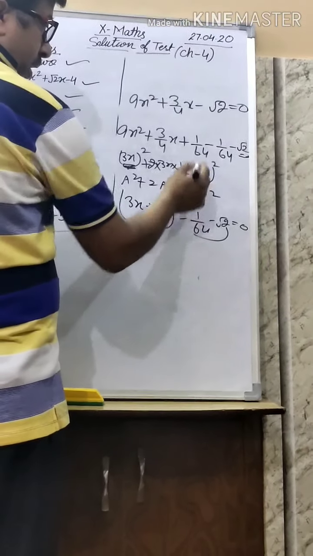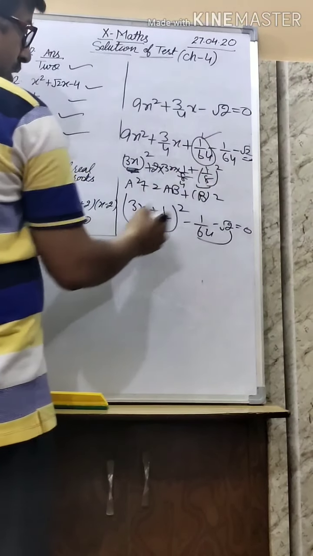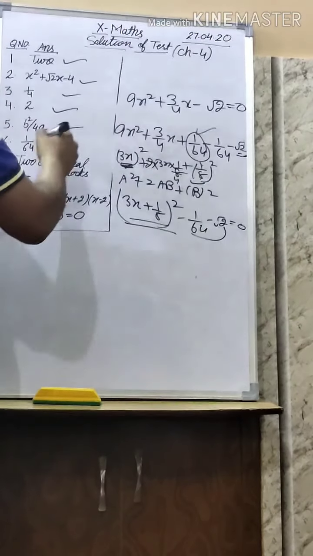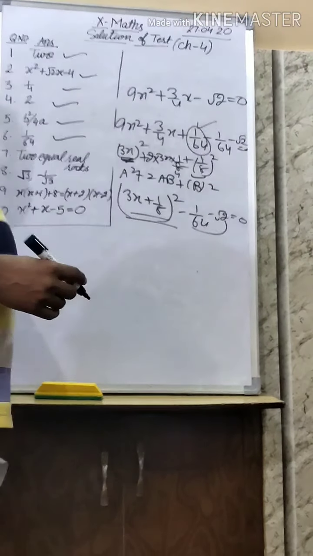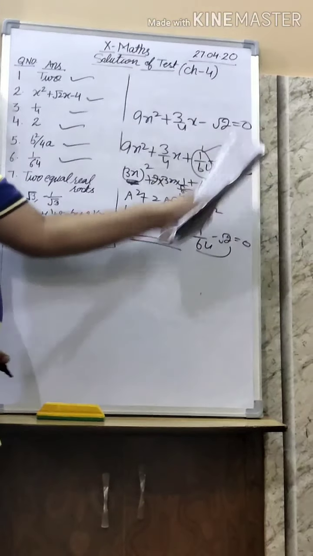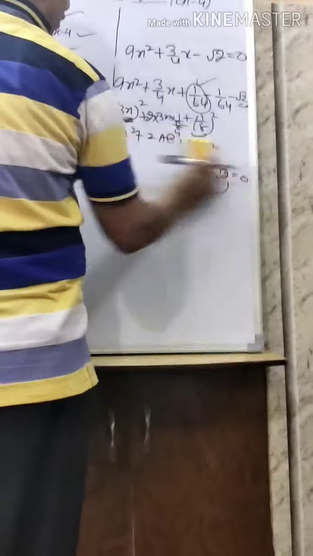So for the answer, you see, by adding 1 by 64, it becomes a whole square. So that answer is 1 upon 64. You can take 1 by 76, you can take other, you can take 1 by 8, it will not become a whole square. Understand? So now next question, 7.